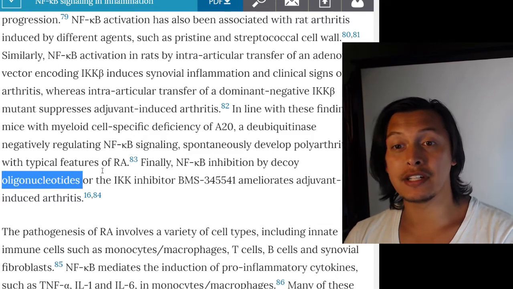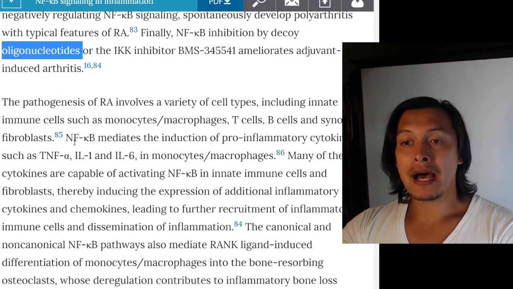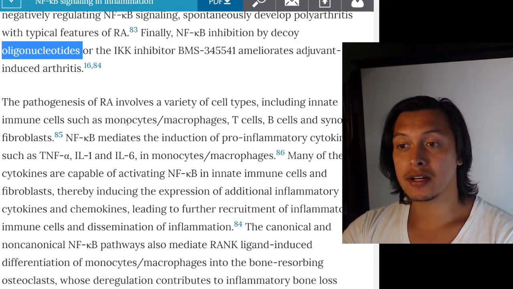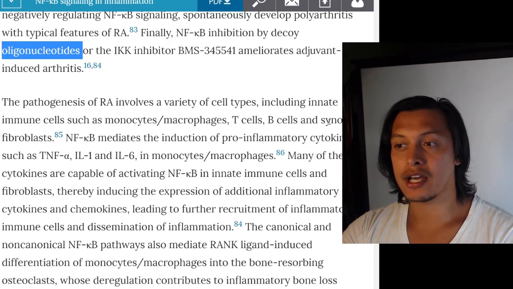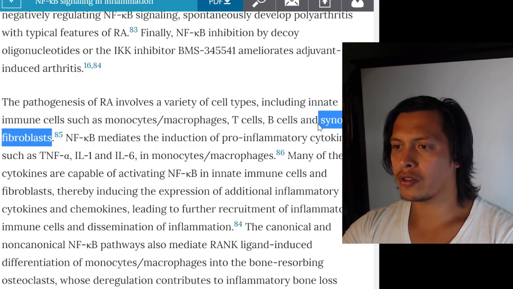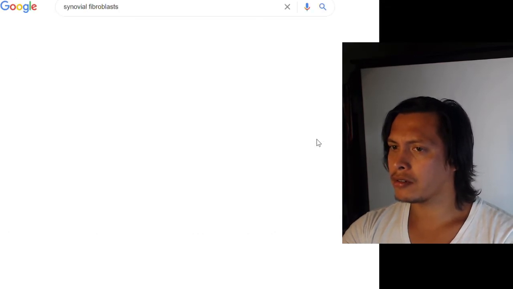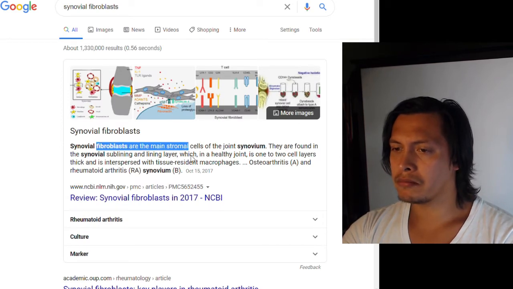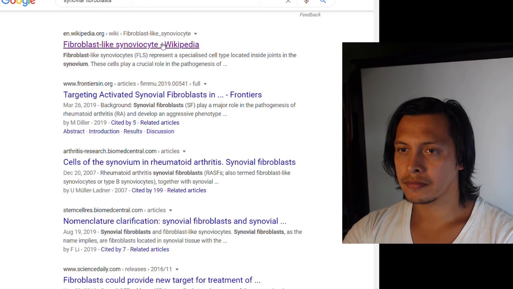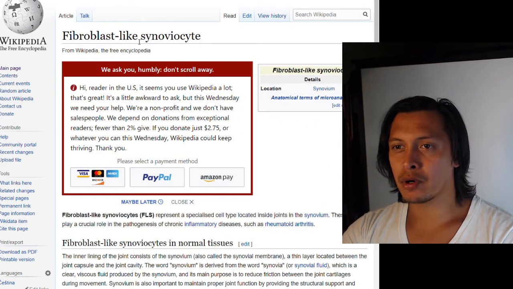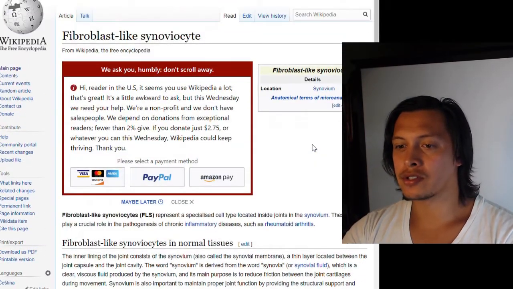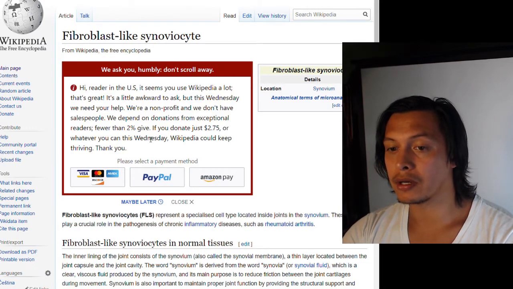And by downregulating nuclear factor kappa B, you end up removing the negative consequences of this adjuvant-induced arthritis. So the pathogenesis of rheumatoid arthritis involves a variety of cell types, including innate immune cells such as the monocytes, macrophages, T cells, B cells, and synovial fibroblasts. What are the synovial fibroblasts again? They are found in the synovial. Oh wait, let's use Wikipedia. Oh, these are the fibroblast-like synoviocytes. Okay, so these are just cells that exist in the synovium.